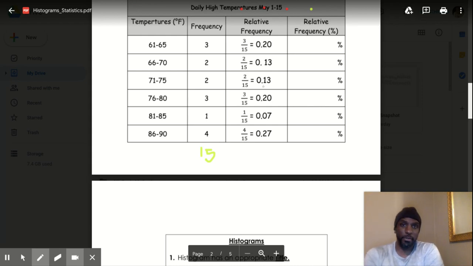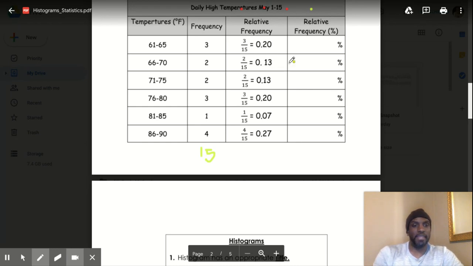The relative frequency is the number of frequencies that I saw divided by my total frequencies. So I saw 3 frequencies here. I'm dividing by the total frequencies, which were 15 days that I counted. 3 divided by 15, if you put that in the calculator, you're going to get 0.20. 2 divided by 15, you get 0.13.